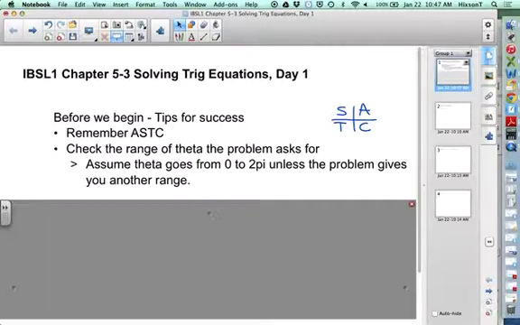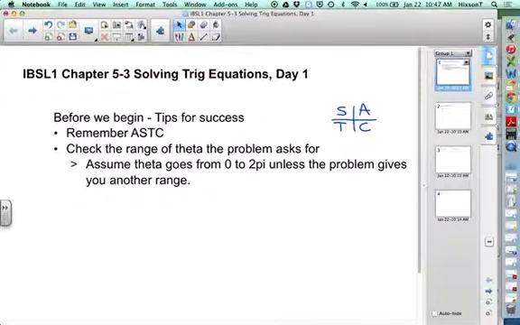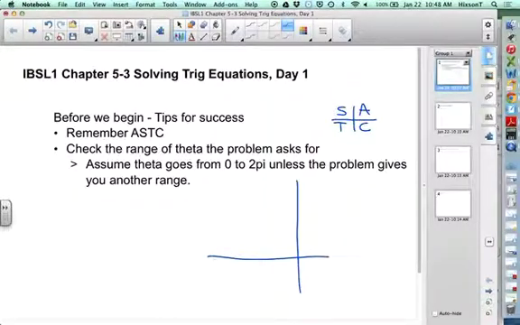Assume that we want all the angles from 0 to 2 pi unless the problem specifically tells you otherwise. That's not an overall math rule, that's just my rule for you. Obviously, word problems may not specifically tell you a range for theta, but there are going to be natural ranges for theta. For example, the old problem where you have a ladder leaning up on a house, and you're trying to find the angle here.